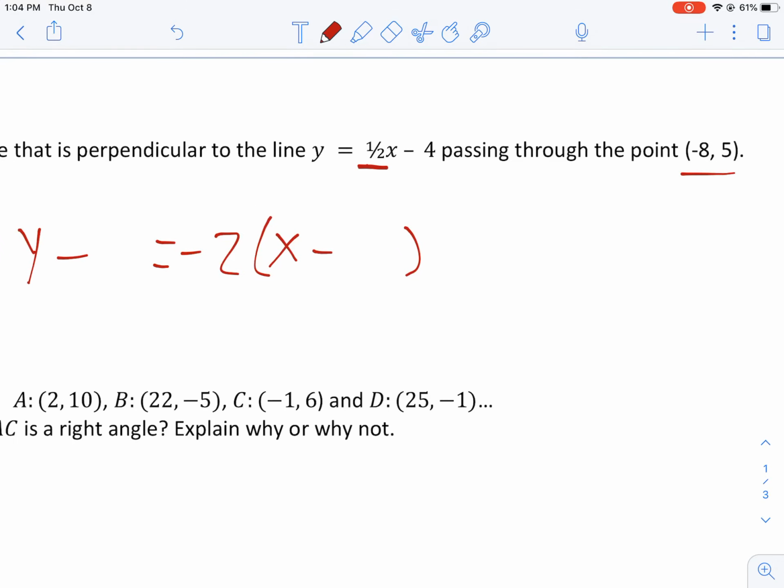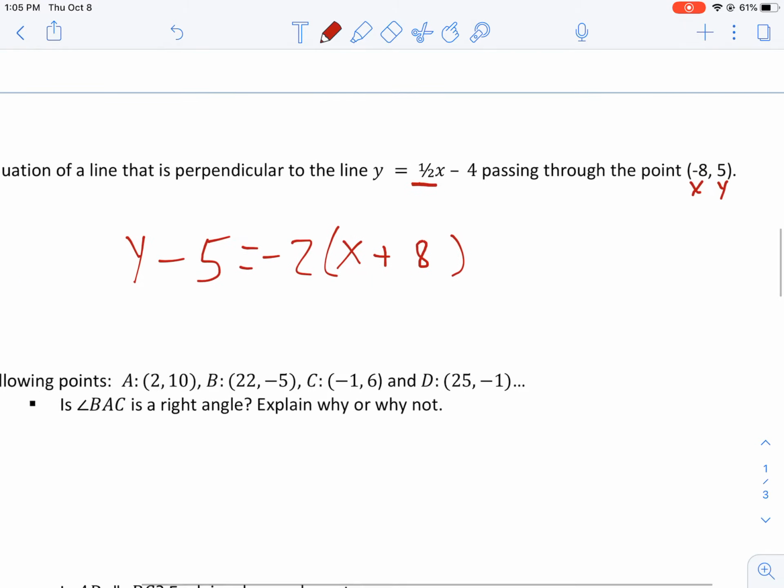Then I'm going to plug in my points to my equation. So I've got my x value and I've got my y value. My y value is 5, so I'm going to plug in 5 next to my y. My x value is -8, so that's going to turn into +8. So this is my final equation. I have y minus 5 equals -2(x plus 8).